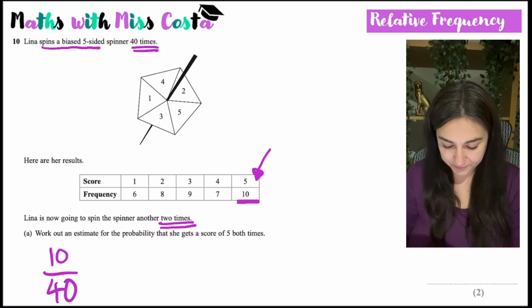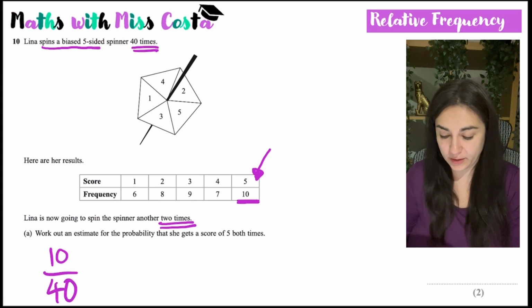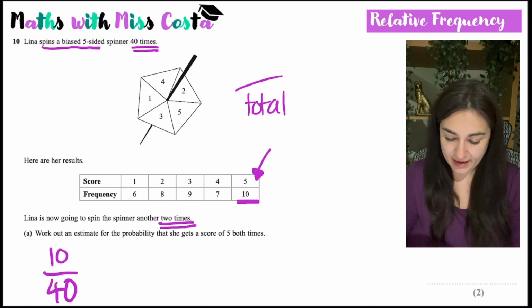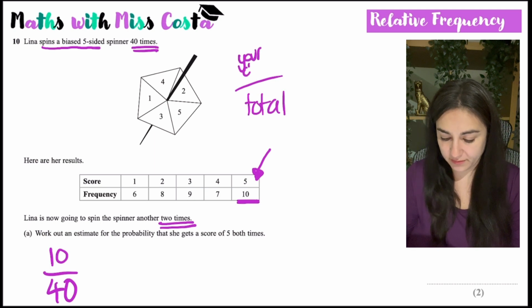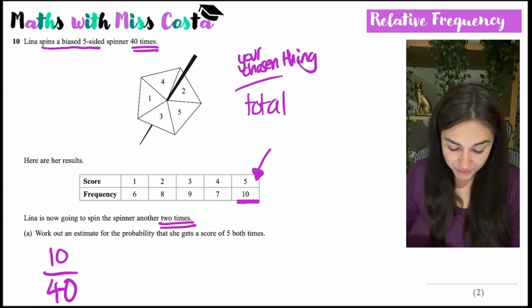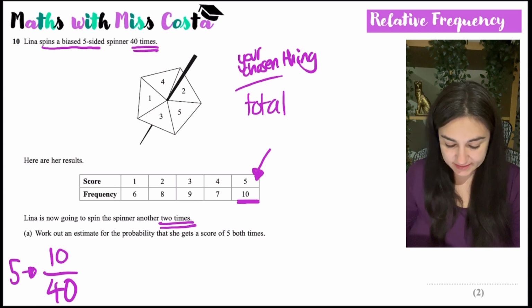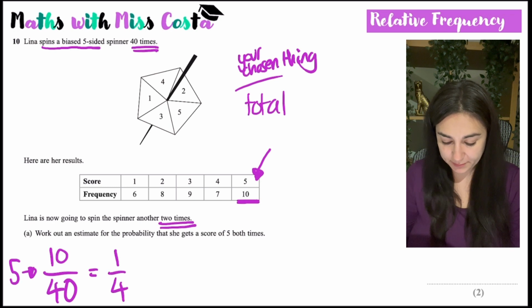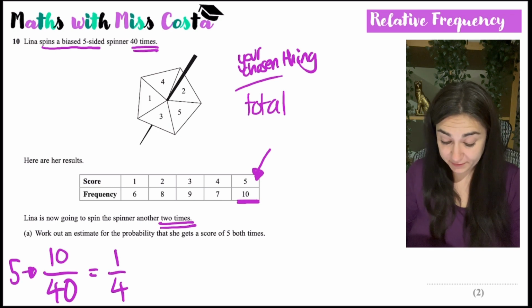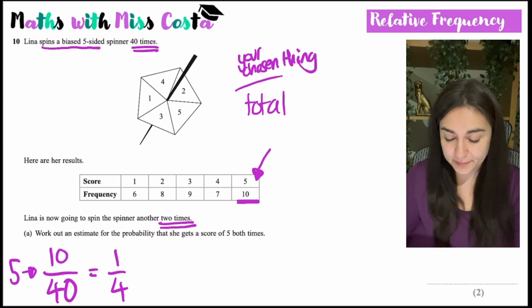Okay, so to work out your relative frequency, it's always the total out of your chosen thing. That's not the very scientific way to say it, but just to speak in layman's terms. So the probability of getting a 5 is 10 out of 40, which we could simplify to a quarter. And I need to work out an estimate for the probability that she gets a score of 5 both times.